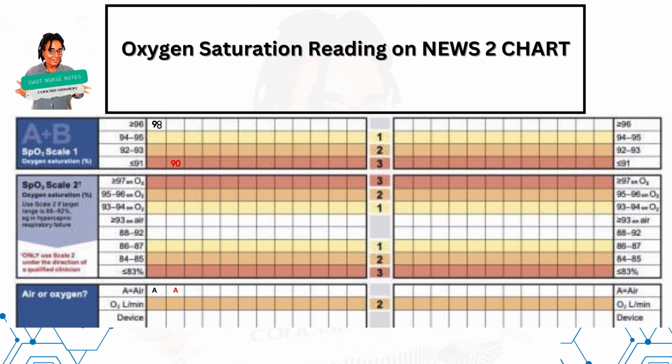Now, was this person breathing on room air? Yes. Where would you write this? As seen on the chart in red, A was written in the same column as the 90. I hope this was clear.